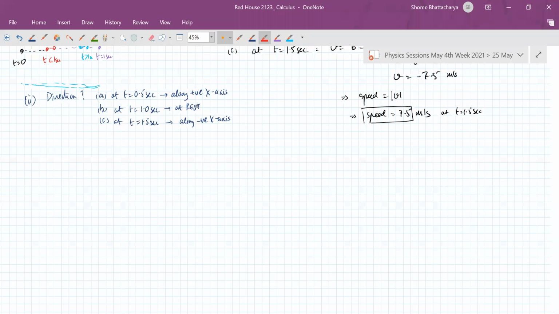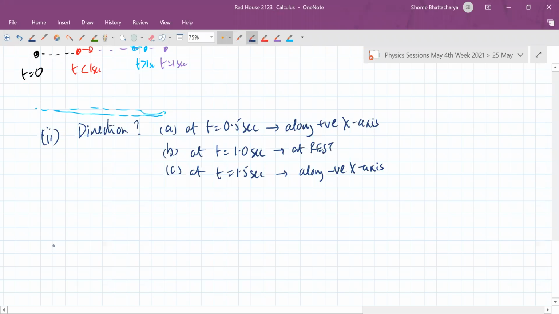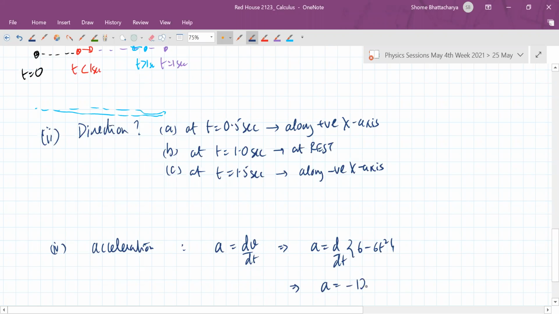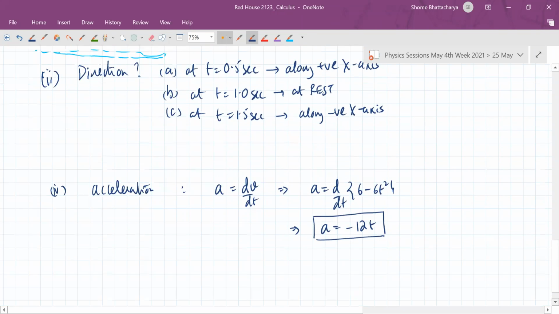We want to talk about instantaneous acceleration. So the instantaneous acceleration is defined as the instantaneous rate of change of velocity with respect to time. So here it becomes differentiation of this expression 6 minus 6t square. So the instantaneous acceleration is minus 12t. So this is a kind of situation which as yet you would be unfamiliar with in kinematics because it's a variable acceleration.